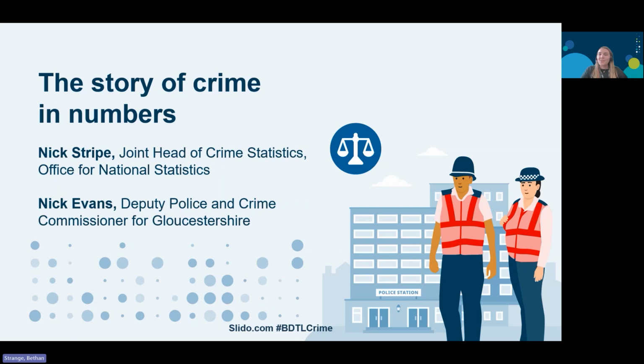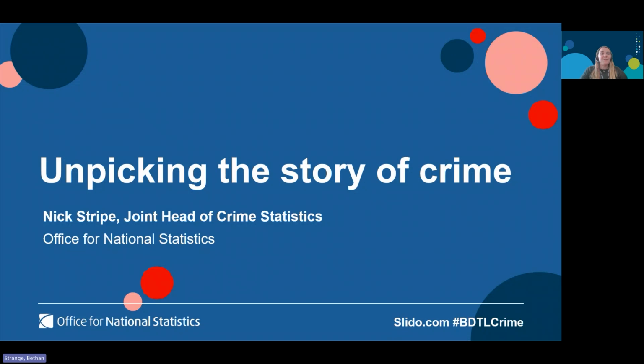I'm really pleased to welcome our speakers today. We're joined by Nick Stripe from the Office for National Statistics, who is our joint head of crime. Nick will explore the different types of crime data that we use, whether we're in the midst of a crime wave or not, and what to be mindful of when considering crime reports in the media. We're also joined by Nick Evans, who is the Deputy Police and Crime Commissioner for Gloucestershire. Nick will tell us more about the role of police and crime commissioners and how they can use data for policing, and he'll share some examples of what some of the data tell us. So without further ado, I'm really pleased to be handing over to Nick Stripe to unpick the story of crime at the ONS. Thank you.